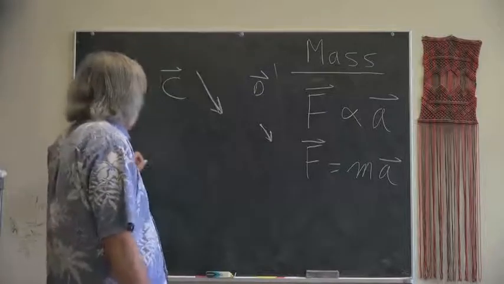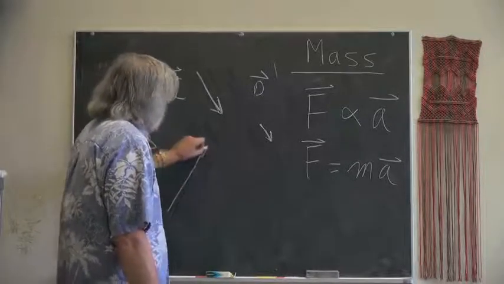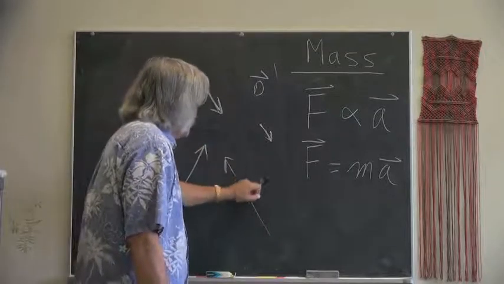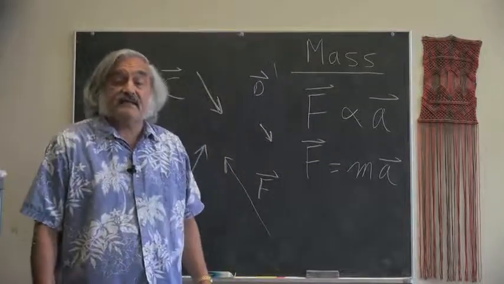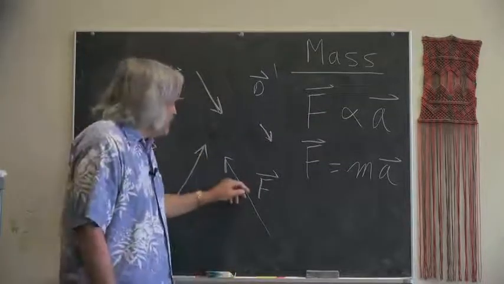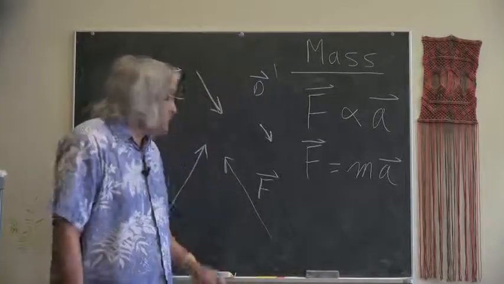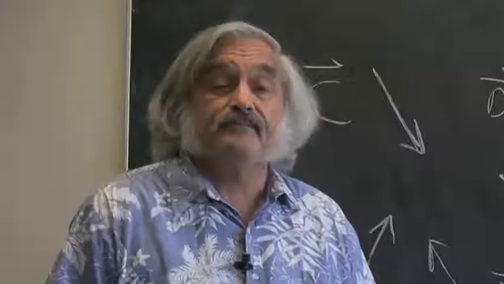And also, a vector E that might be written like this is not the same as the vector F, even though their lengths are the same. The magnitude of E and the magnitude of F might be equal, but the directions are not the same.